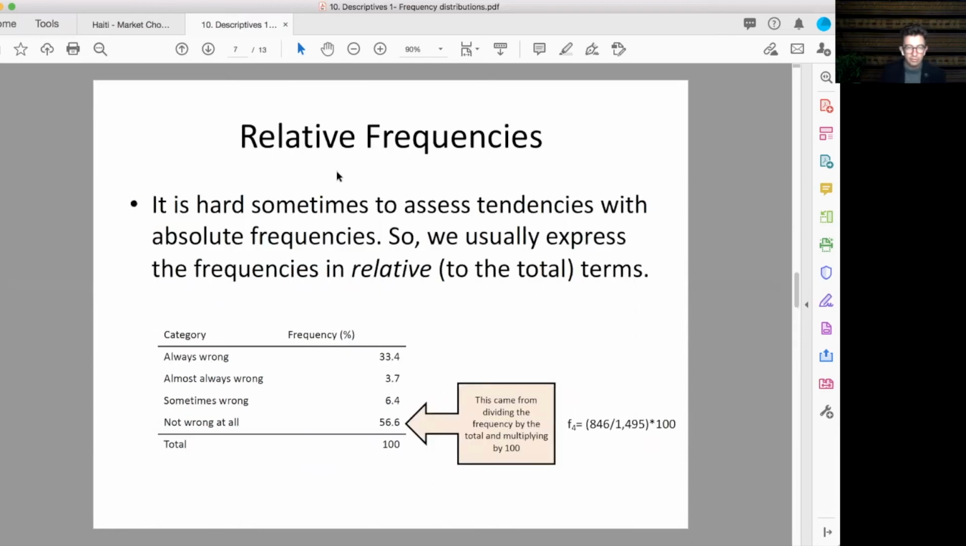The relative frequency distribution shows the percentage of respondents that chose each category. So it expresses the number of respondents in each category as a percent of the total number of respondents. For example, here, not wrong at all is 56.6%; that percent of all respondents chose this category. How did I get this? I divided the number of respondents in that category by the total number of respondents for that question.